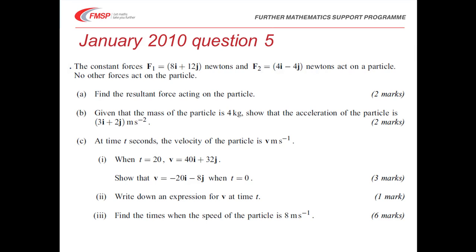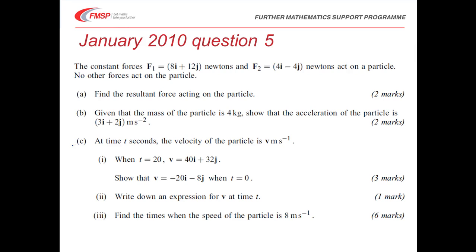The constant forces F1, 8i plus 12j newtons, and F2, 4i minus 4j newtons act on a particle. No other forces act on the particle. Firstly, we're asked to find the resultant force acting on the particle. Given that the mass of the particle is 4 kilograms, show that the acceleration of the particle is 3i plus 2j.